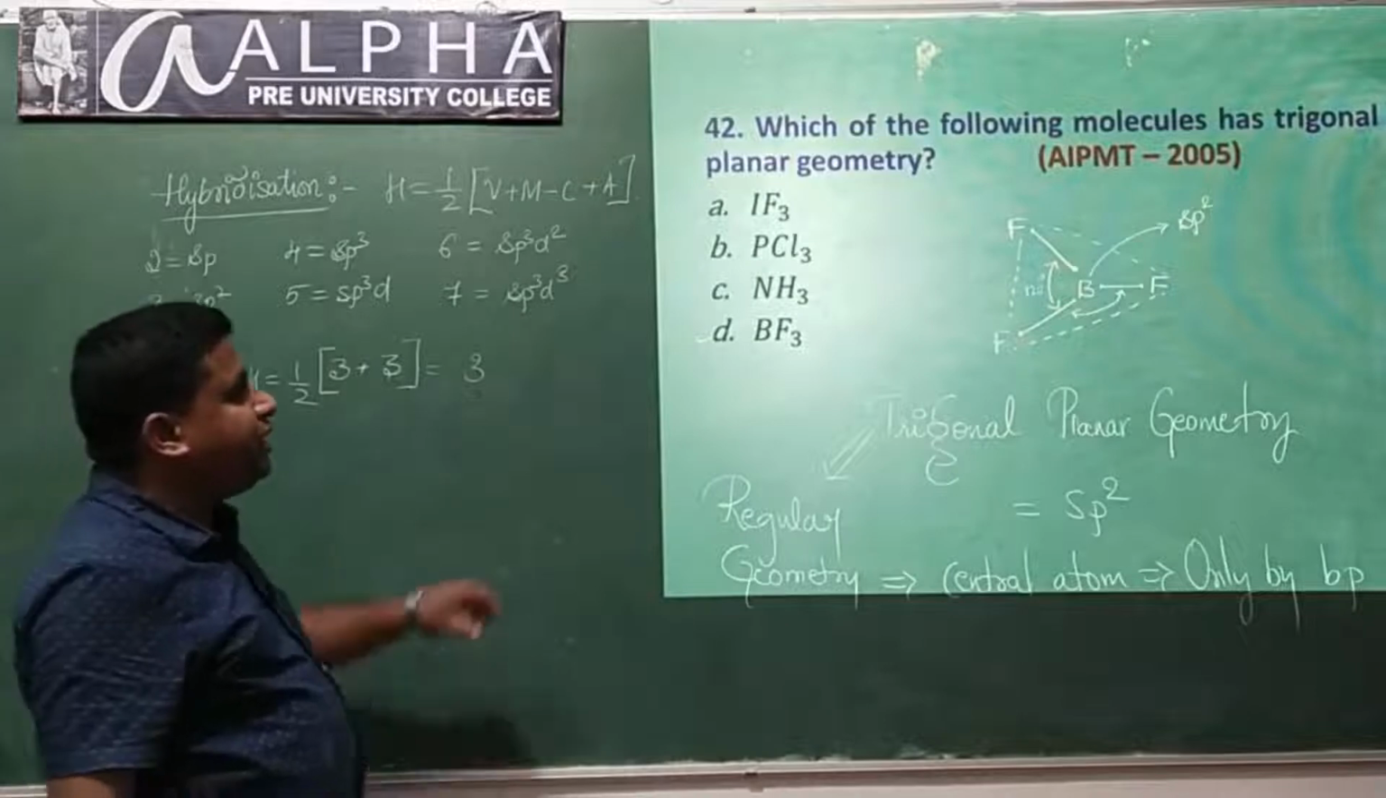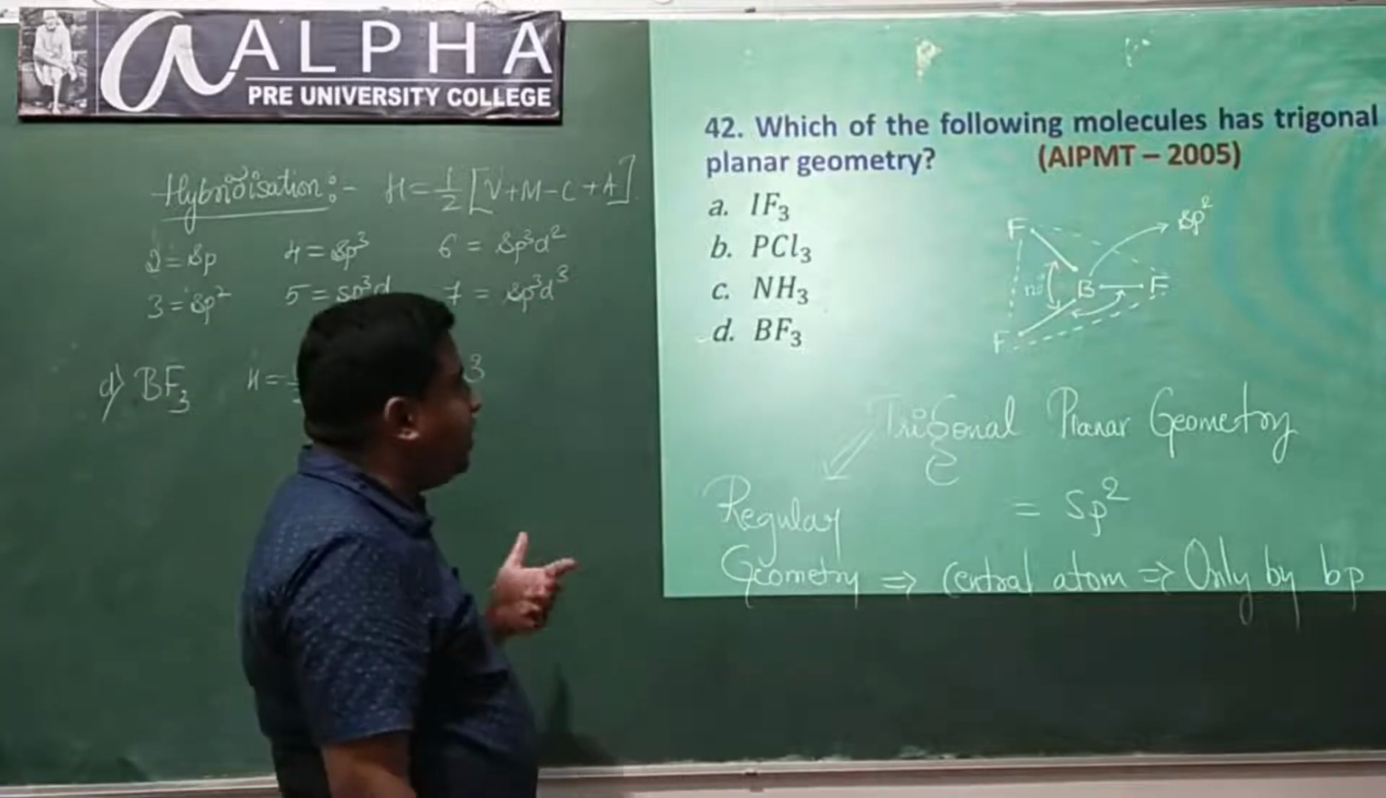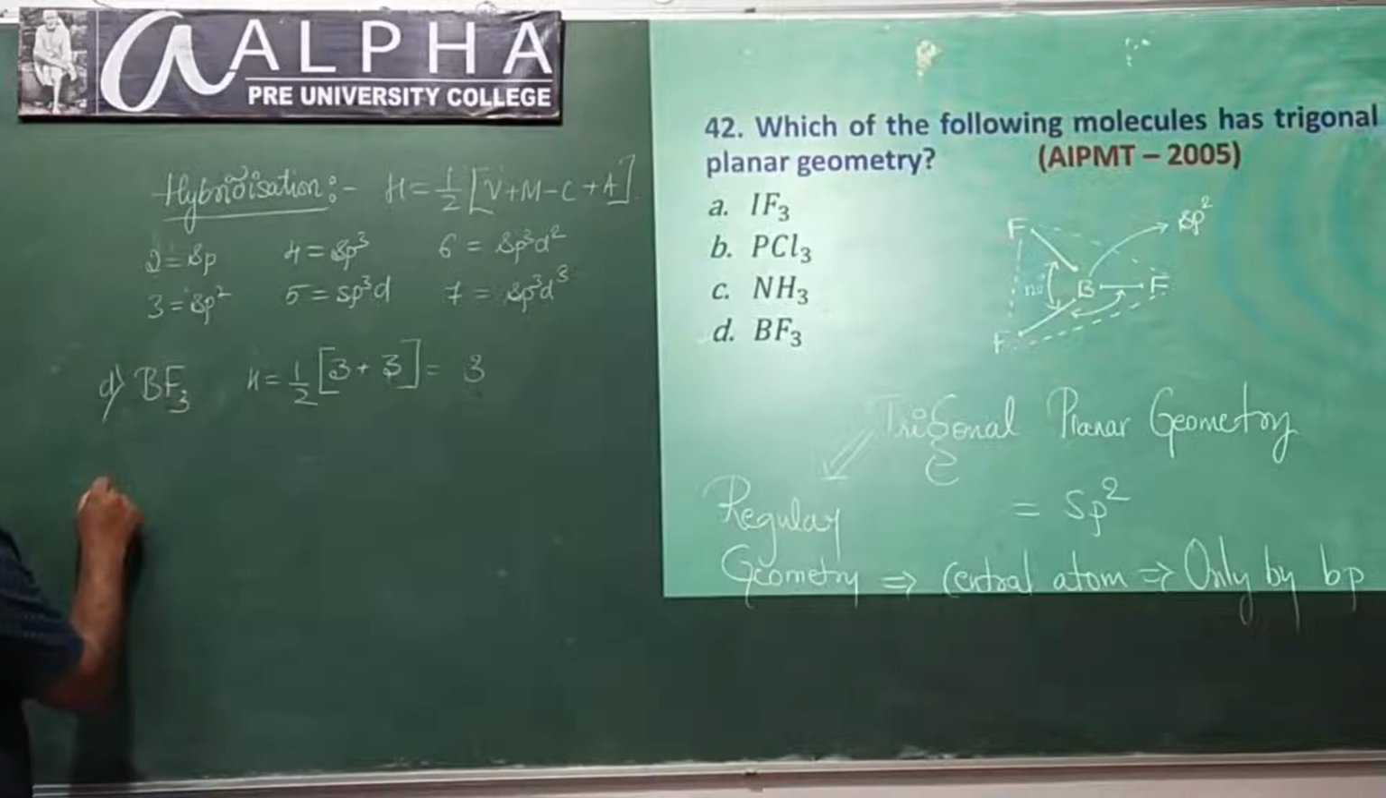Even if you take options A, B, C, let us check the hybridization for option A.